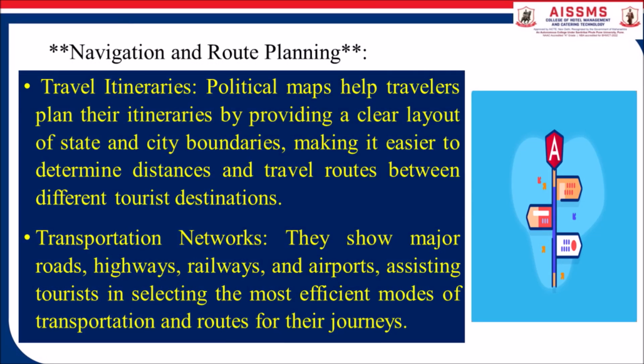When you travel, you have to make travel itineraries in advance, which will help the travelers to plan their itinerary and providing them the clear-cut layout of that particular city or a state and making them easier for travel and tourism needs. Transportation networks. The political maps show major roads, national highways, railways and airports, and that assists the tourist in selecting the most efficient mode of transportation for their journey.